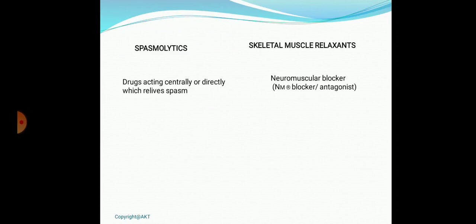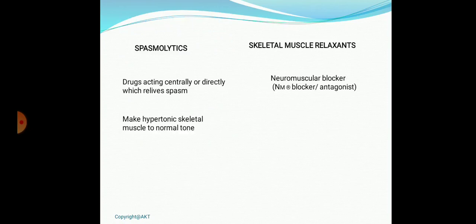Kindly refer back: NM receptor, nicotinic receptor, is located in the skeletal muscle end plate, a cholinergic receptor which is responsible for producing skeletal muscle contraction in response to the release of acetylcholine. Acetylcholine will act on NM receptors on the skeletal muscle end plate and produce skeletal muscle contraction. So if the NM receptor is blocked, acetylcholine will no longer be able to produce the contraction of skeletal muscles, or even maintain the normal tone of the skeletal muscles.